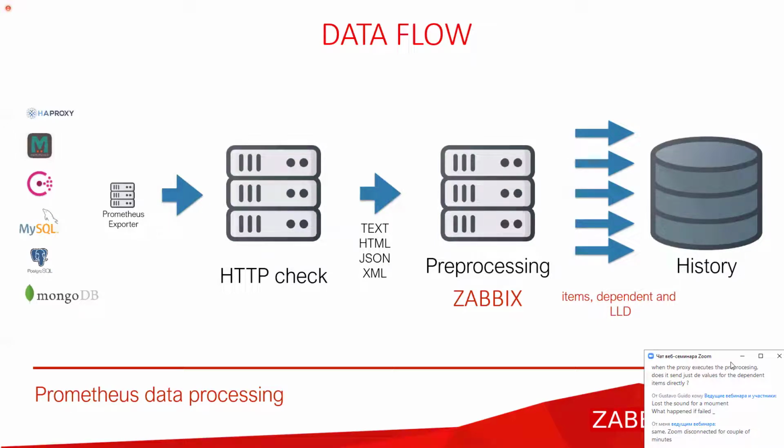So again, what is the data flow? Basically, we have a Prometheus exporter which exports data metrics from something that we are interested in. Maybe our HA proxy, maybe the database, whatever this database is. Then we add an HTTP check to parse the page where the Prometheus exporter provides the view of the data it exports. Then for that HTTP check, we create a preprocessing step, for example the Prometheus pattern, and we will get into the history of the database only what we are specifically looking for, not all the page that we parse.